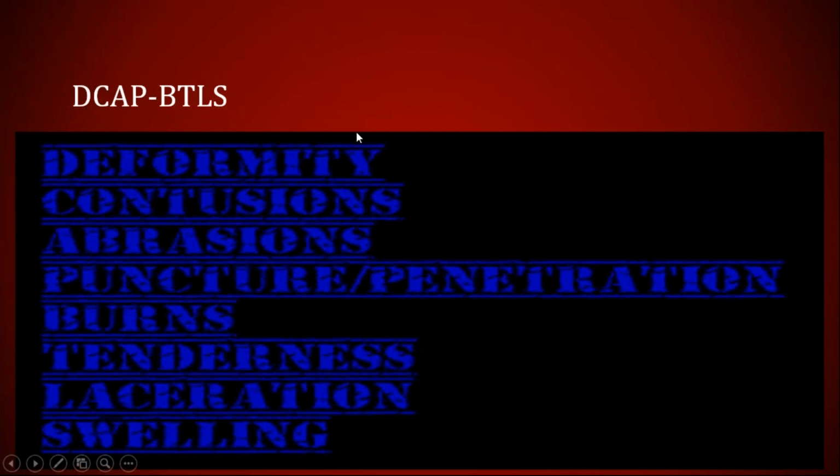When we are doing our more detailed and our rapid secondary assessment, this is a good mnemonic to use as far as what we're looking for. This is referred to as DCAP BTLS. D is deformities. So what you can do is utilize the different portions of the body. So if you're assessing the right arm and it doesn't feel right, use the left arm for your reference point. C is contusions, so bumps, abrasions. P is going to be for punctures, penetrations. B is burns, tenderness, lacerations, and swelling.